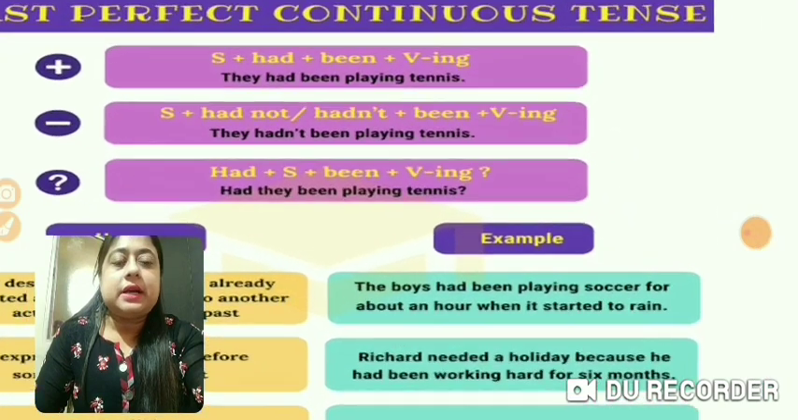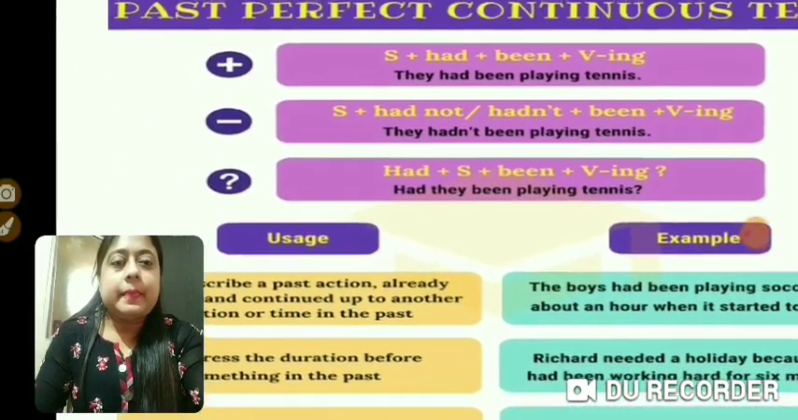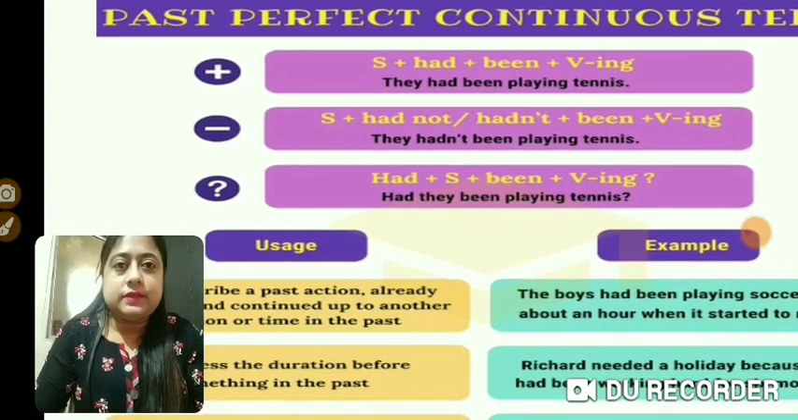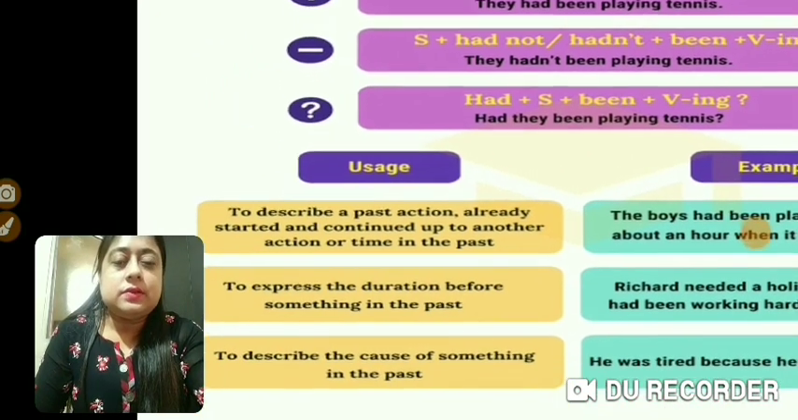Now let us see past perfect continuous. What is in the positive form? The structure: subject plus had plus been plus verb in its ing form. In negative, subject plus had not plus been plus verb in its ing form. And in interrogative, had plus subject plus been plus verb in its ing form. Now let's see the usage.